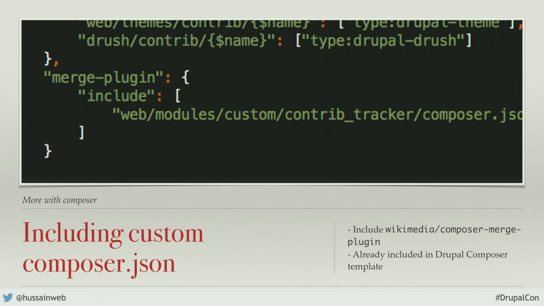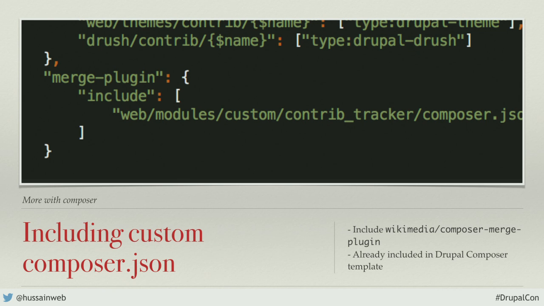And there was a question related to custom composer.json. So this is how you would use merge. There is a component called merge plugin, which, like it says, merges a different composer.json into the existing one. I think Drupal core uses it, but I couldn't find the example. But if you have a custom module which has dependencies, for example, this module I wrote called Contrib Tracker, it needs a third-party dependency, which is on Packagist. So I include the composer.json explicitly. It's the whole path to composer.json, and it will resolve all the dependencies in the custom module as well.